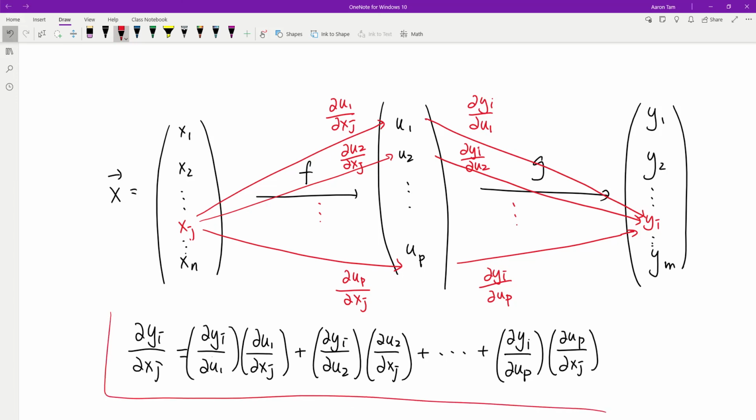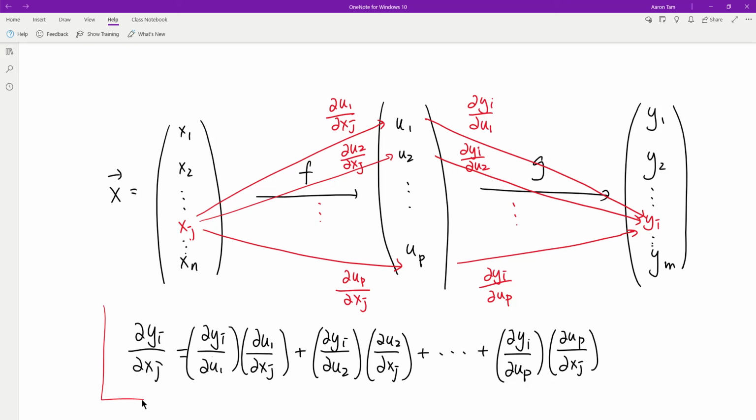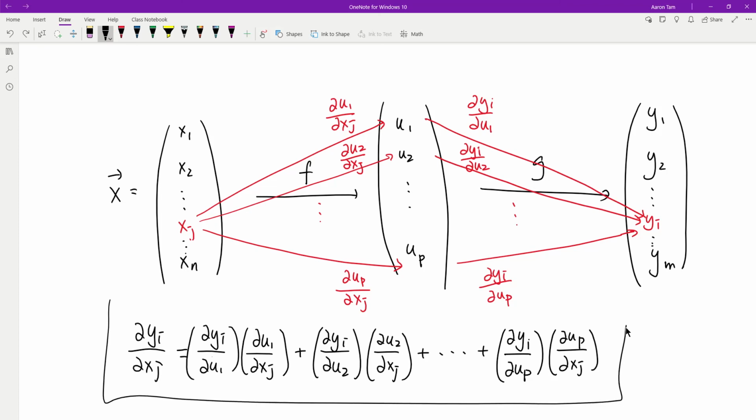Maybe I'll use black. This forms a formula for how to generate one single partial derivative within the derivative matrix.